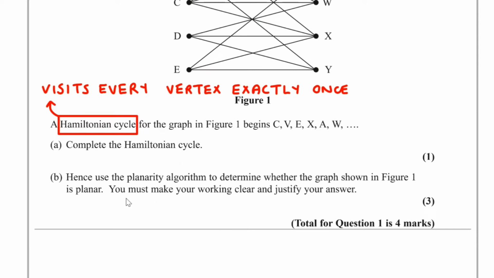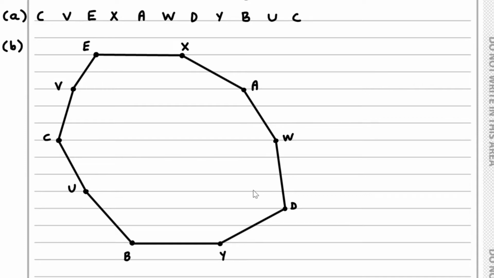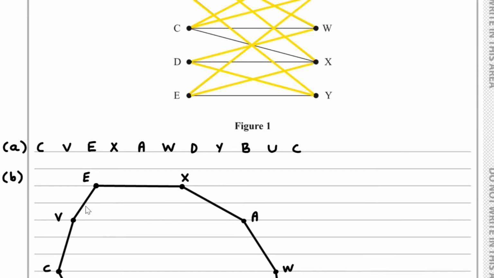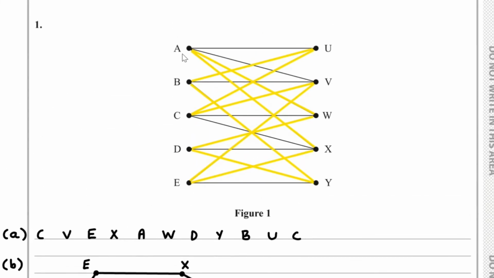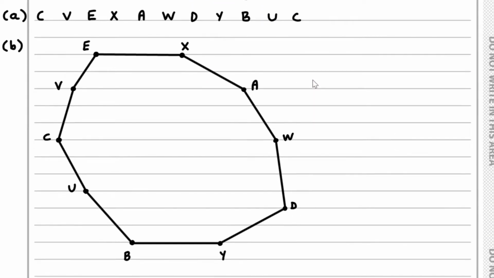For part B of the question, hence use the planarity algorithm to determine whether the graph shown in figure 1 is planar. You must make your working clear and justify your answer. First of all, for part B, we form the Hamiltonian cycle. We've got C, V, E, X, A, W, D, Y, B, U, and then we go back to C. And then we join the other vertices. So if I start off with A is joined to U and V. So we need to join those up.